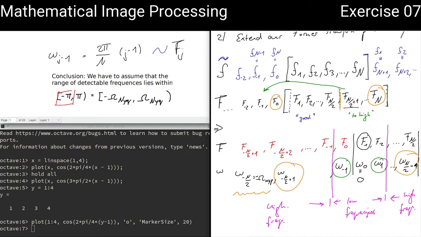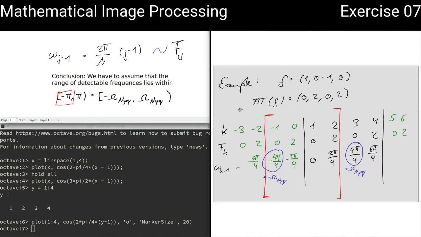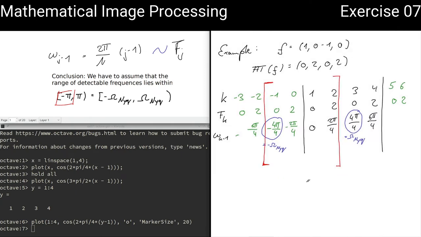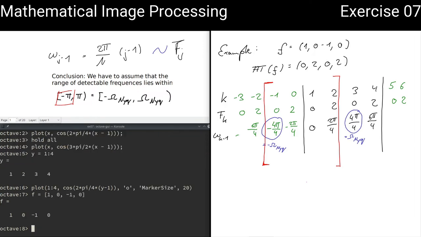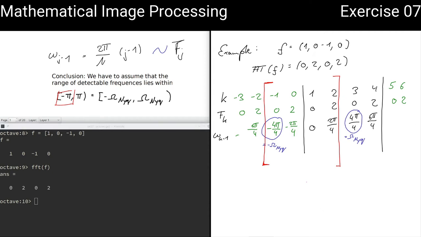So I'm not going to write down this example by hand. I'm just going to copy it. But we saw this example already last week, which was a very simple vector. This is basically the table that we had before. So if I have my signal f, that is just 1, 0, minus 1, 0. I'll also do it here in Octave for you. I have this signal here, and I take the Fourier transform of it. I see that the Fourier transform is 0, 2, 0, 2. All right. So now let us look at what we have here.